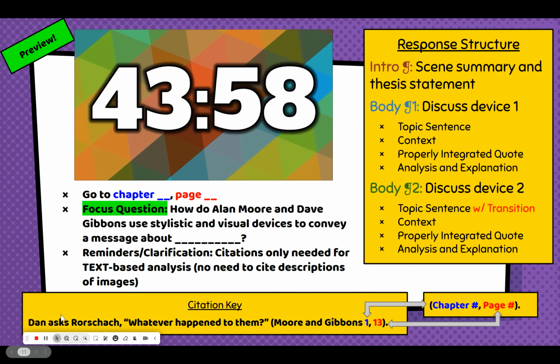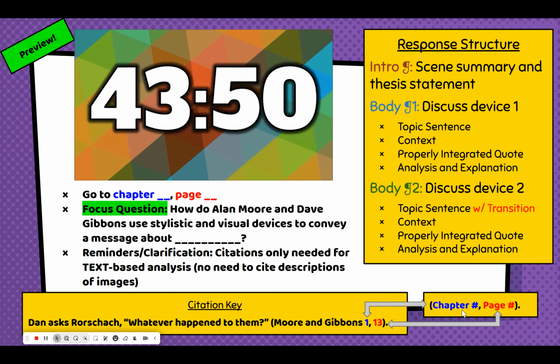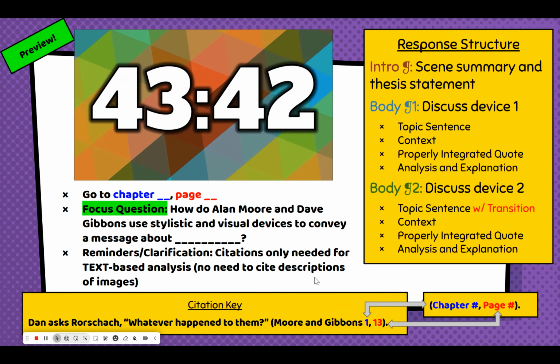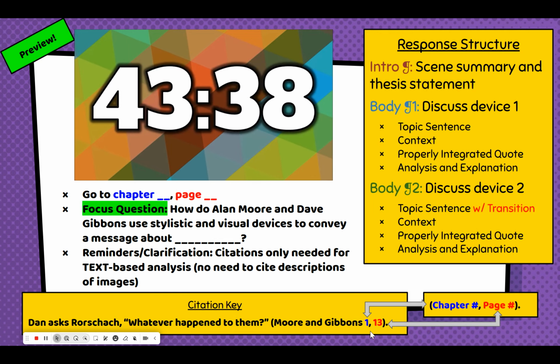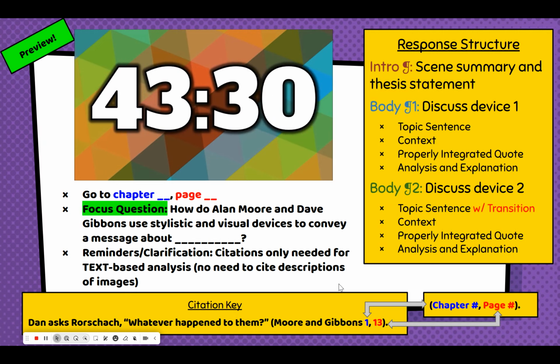You'll have your citation key down at the bottom, right? For example, Dan asked Rorschach, quote, whatever happened to them? Then in parentheses it should say Moore and Gibbons. The first number you see is the chapter number, then a comma, and then the second number is the page number. So if our scene, the one that we looked at today, came from chapter 1, page 13, that's what our citation would look like. You will enter the correct information depending on what scene you end up with tomorrow during your DIRT test.